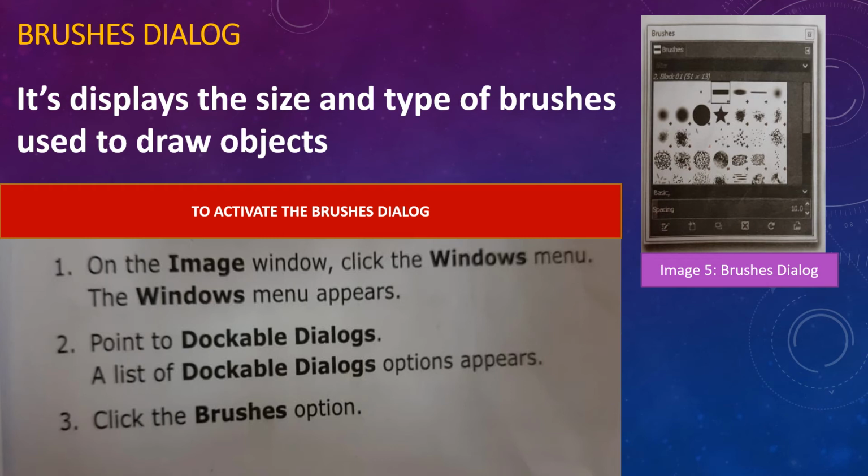On the image window, click the window menu. The window menu will appear, then point to dockable dialogs. A list of dockable dialog options will appear. After that we have to click the brushes option. So as I've told you, the process is the same. We just have to click the dialog that we want to choose.